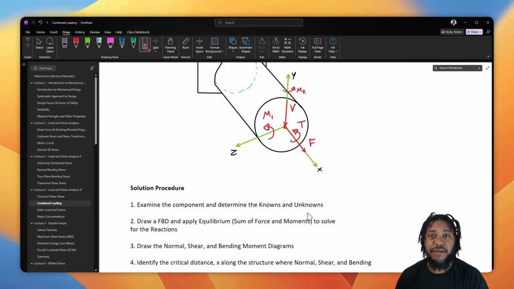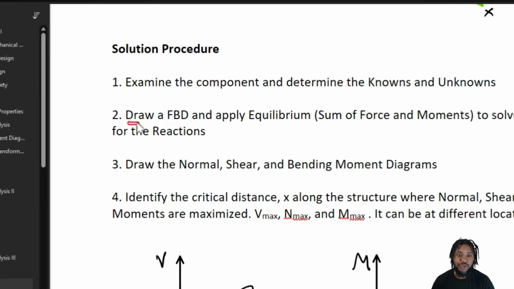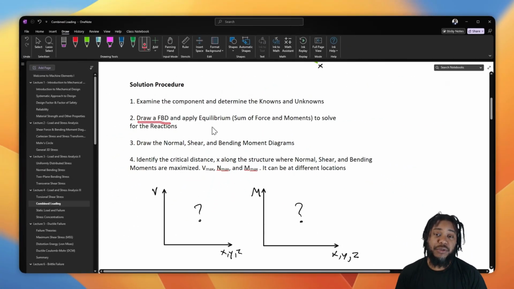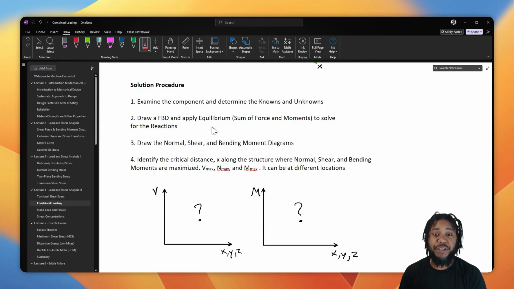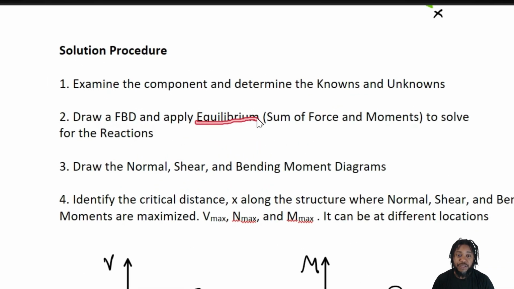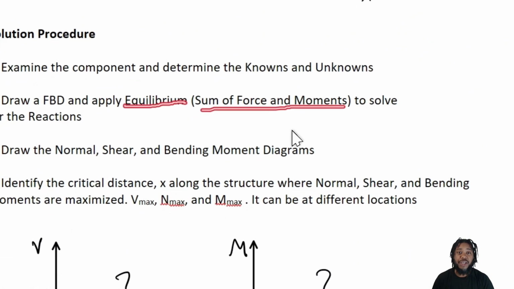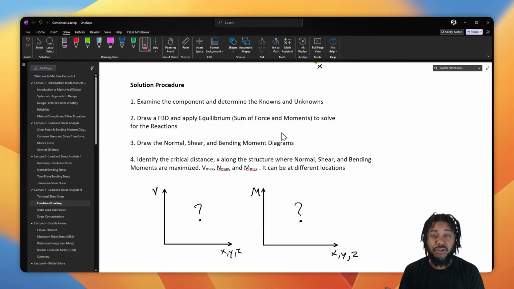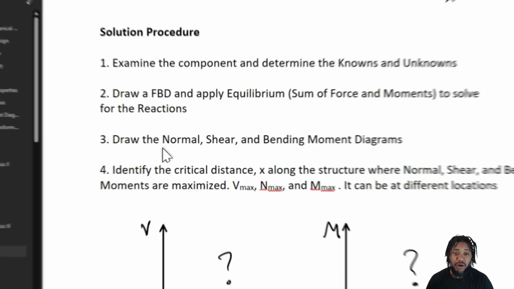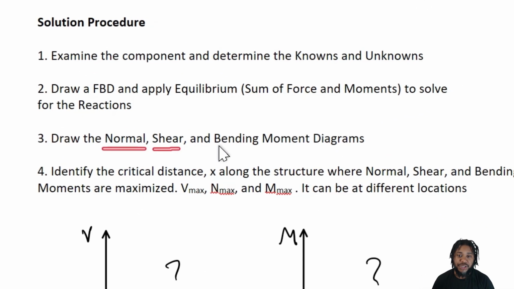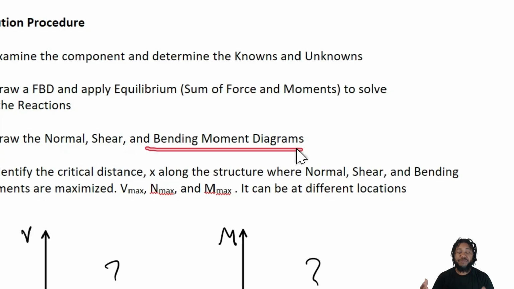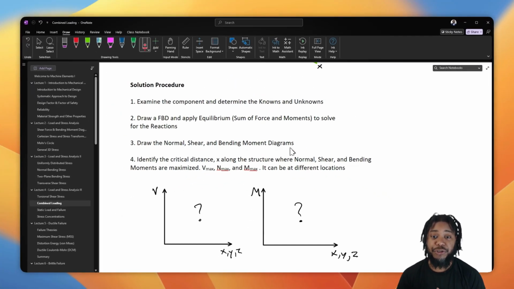Once we've identified what we need to work through, the next step is to draw a free body diagram. So simplify the geometry that we're given and apply the equations of equilibrium, sum of forces and moments, in order to solve for the reactions, the supports that support our structure. From there, we can then go and start to draw our normal, shear force and bending moment diagrams for our particular geometry. If the geometry is 2D, we can simply do that one time.